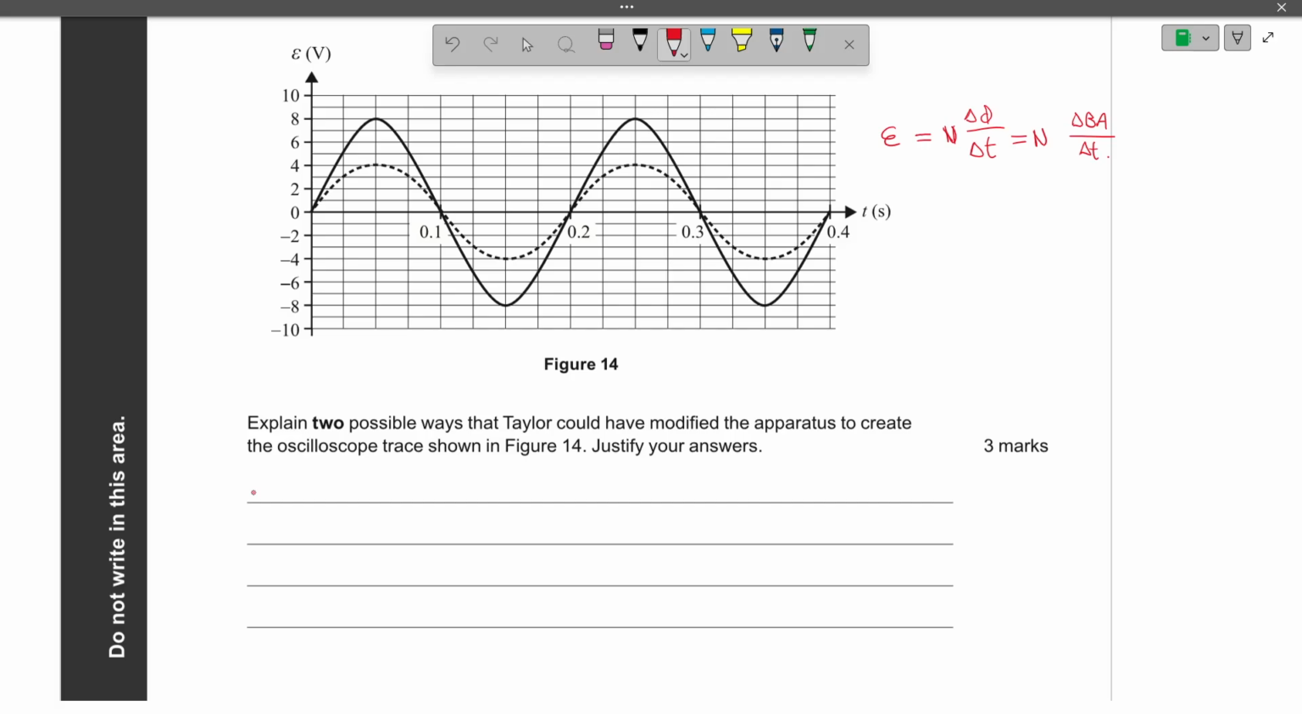Well, Taylor could have, well, we have to be specific here. Okay, the voltage has doubled. It hasn't just increased, it's doubled, a very specific number, right? So it doubled. So we could double N. Now if N originally was 1, it was a single loop of wire. We could say that Taylor then used 2 loops of the coil.